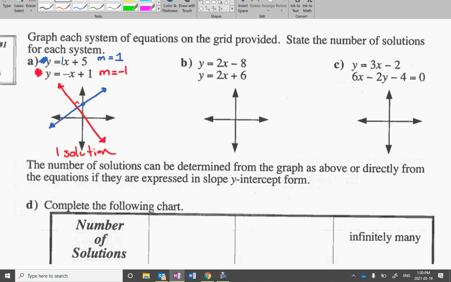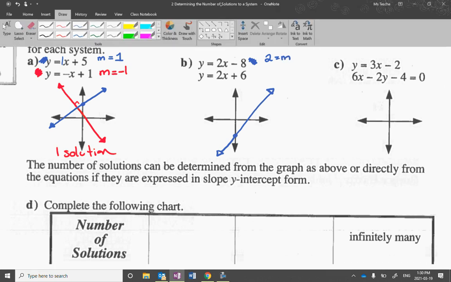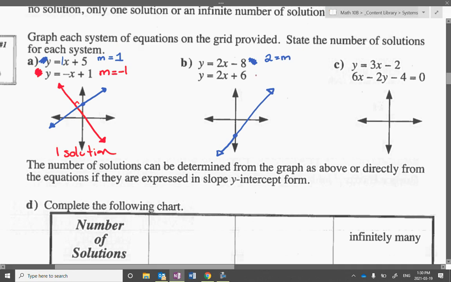What is the slope on the first equation for B? Good, 2/1. Crossing down at -8 on my y-intercept, so I'm going to have a line here. In theory, this is twice as steep as my previous lines. So I'm going to draw a line like this. What's the slope of my second line? 2. But now this one crosses at +6.